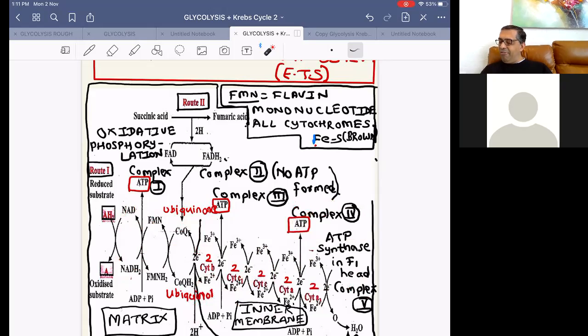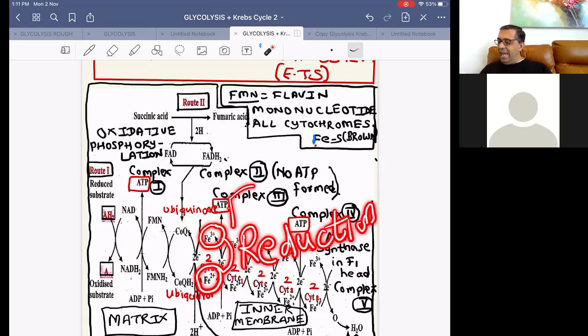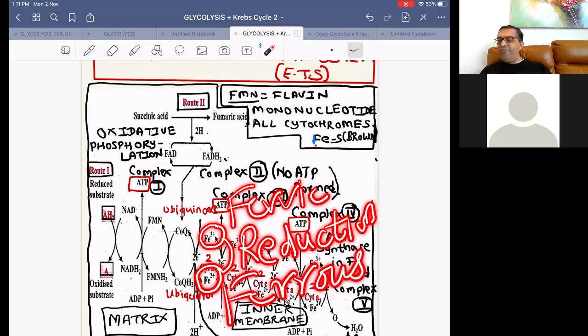So, what has Fe triple plus undergone? Reduction to form Fe double plus. It has undergone reduction to form Fe double plus. And what do we write it as actually? Ferric has got reduced to form ferrous.